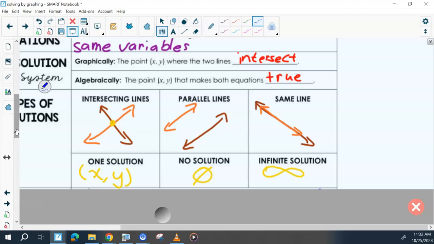You could also have parallel lines, which we know from the last unit that they never cross. So if we're looking for something that crosses, if they never cross, you're going to have no solution. And then you might have something where they graph on top of each other. They end up being the exact same line. So that means they cross everywhere on that line. So that would be infinitely many solutions.